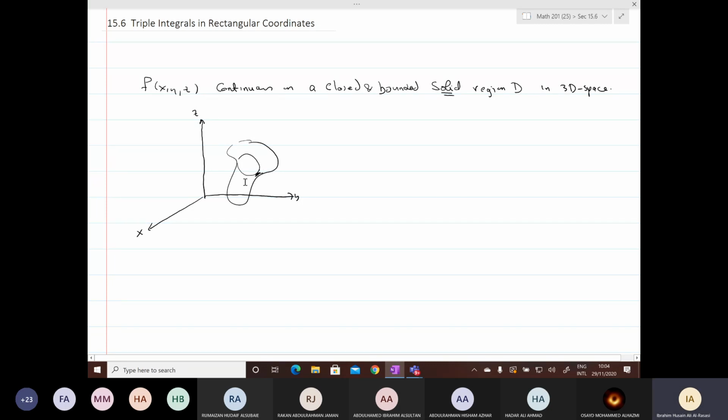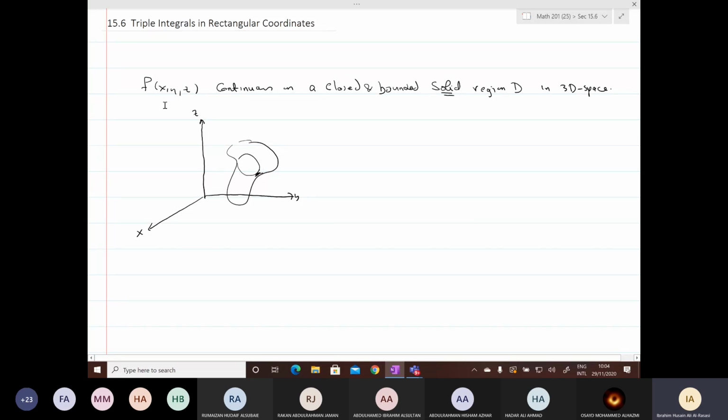Now here, in the double integral, we started with the volume problem. Here we cannot start with the volume problem because we cannot graph a function of three variables. You need four-dimensional space. So we cannot ask about the volume problem here. So how to define the triple integral without a volume problem? Well, we do a generalization of what we did in double integrals.